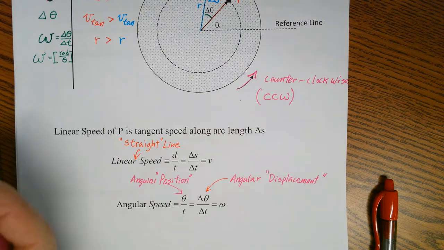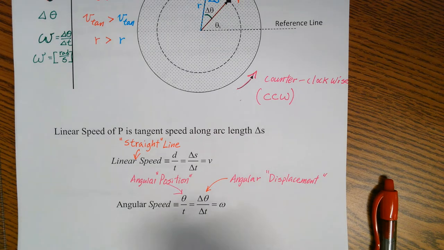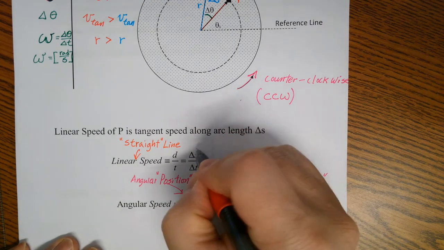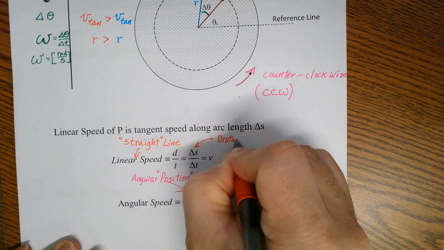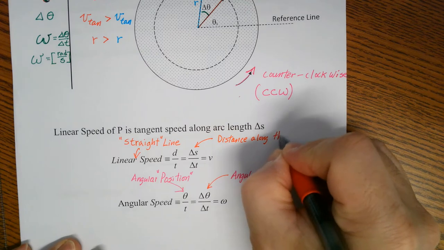Linear displacement is x final minus x initial. Well, angular displacement is the same thing: final angular position minus the initial angular position. Now, this delta S obviously is arc length, right? So the distance along the arc.